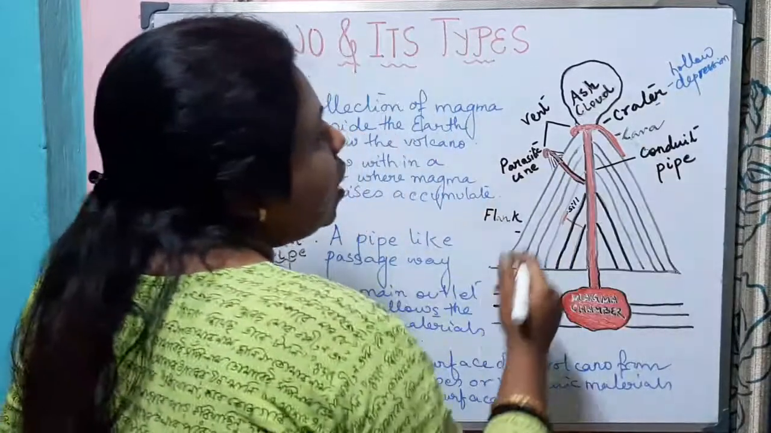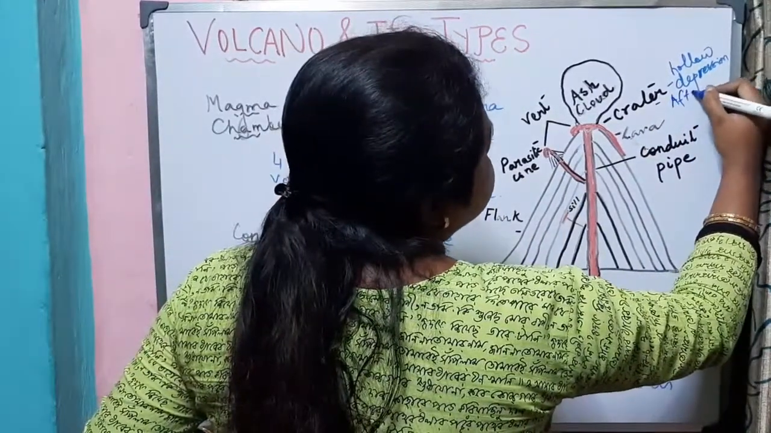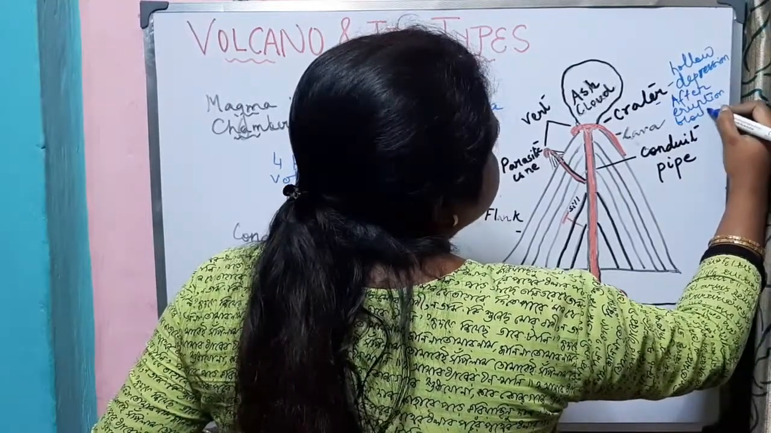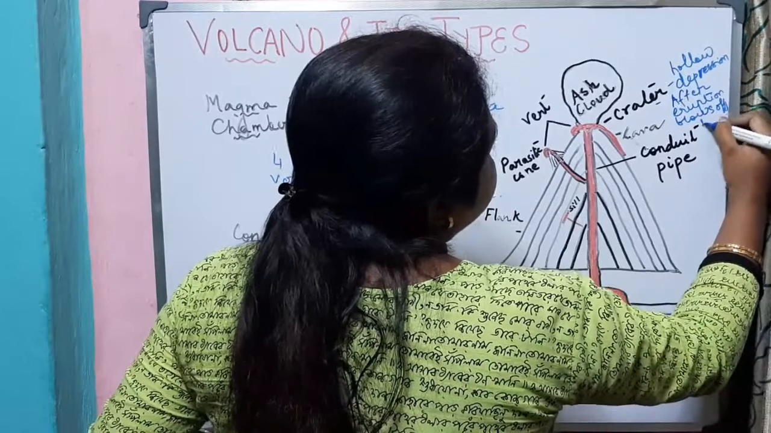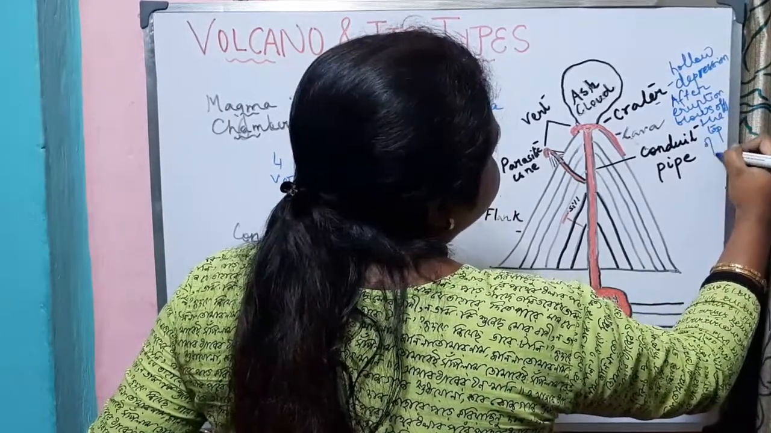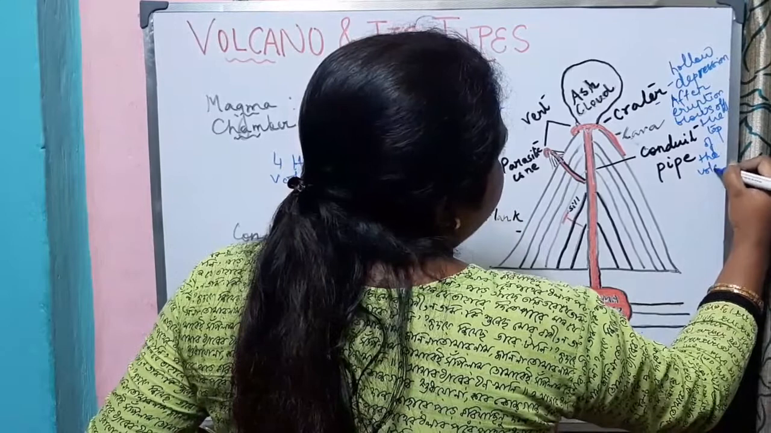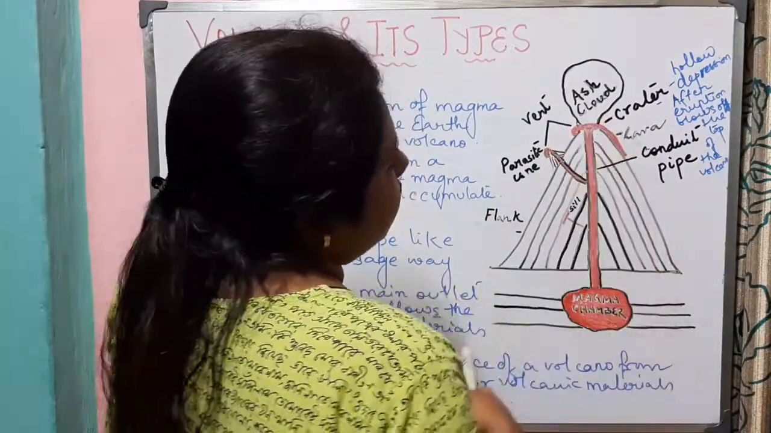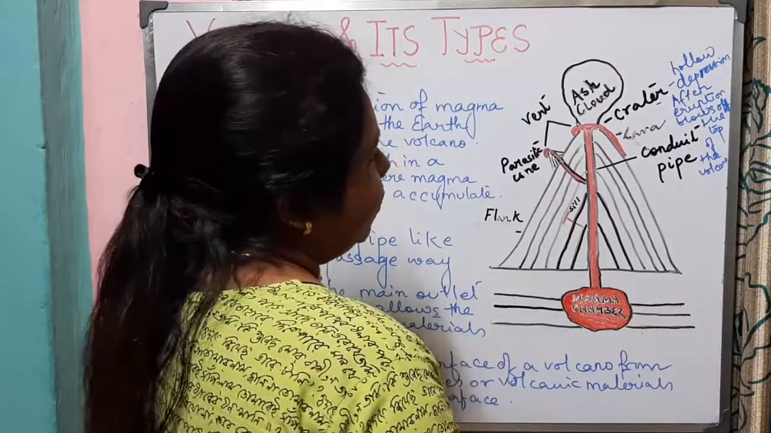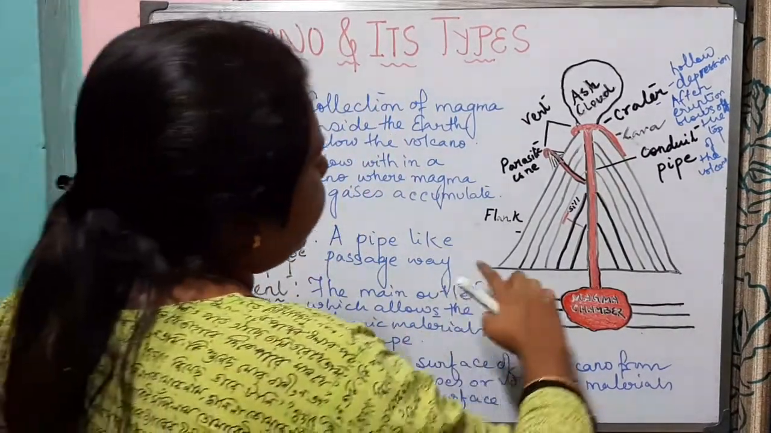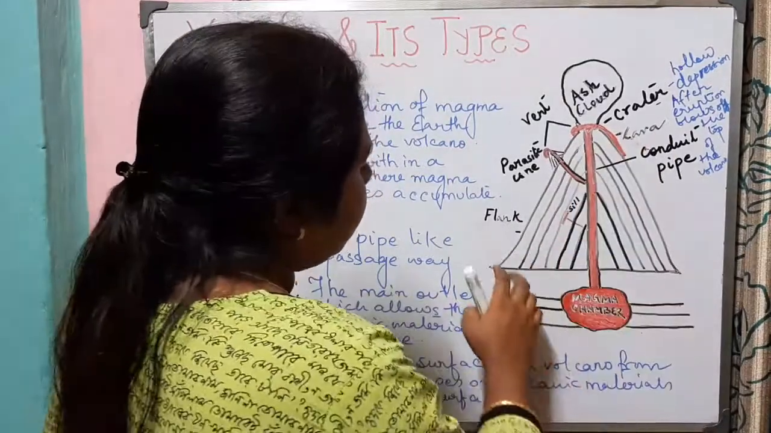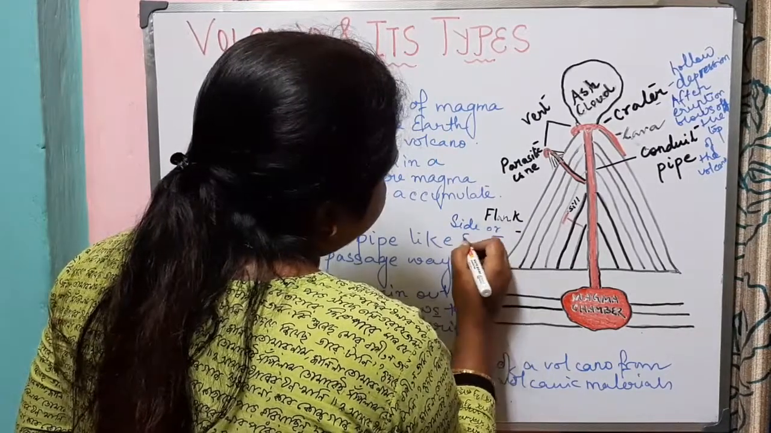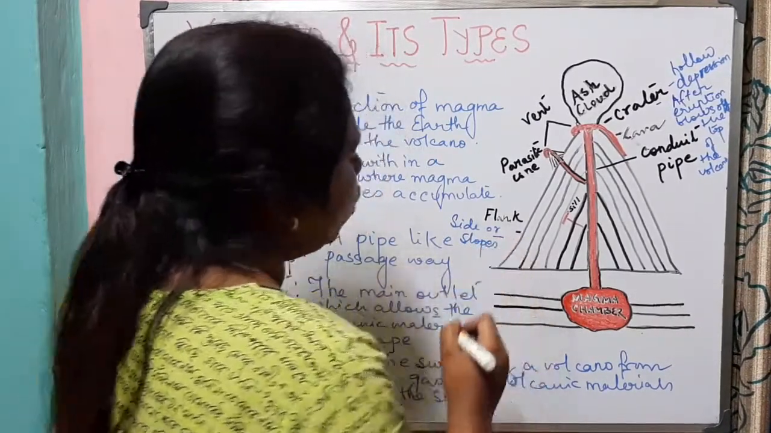Now, it is formed after an eruption blows off the top of the volcano. So after an eruption, when it blows the top of the volcano, a hollow depression is created that is referred to as a crater. Now, what do you mean by this flank? What is this flank called? This flank is referred to as the side or slopes of a volcano.